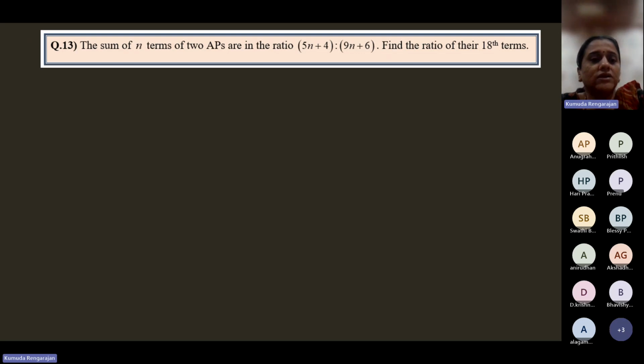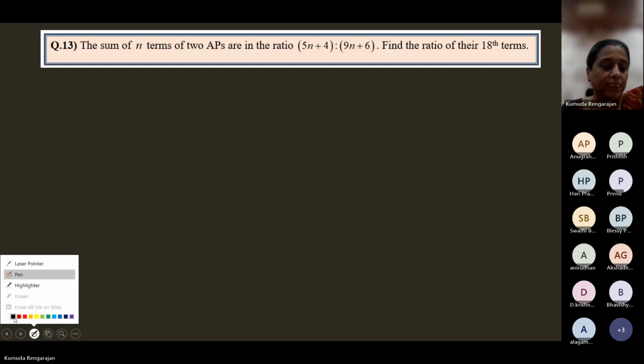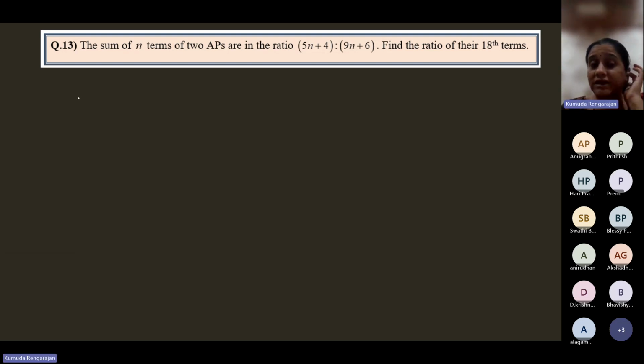So the next question: the sum of n terms of two APs are in the ratio 5n plus 4 is to 9n plus 6. Okay, the sum of n terms of two APs, so two different APs. But for both, we're finding the sum to n terms. Like for the first AP, if you're finding the sum to 50 terms, for the second AP also you're finding the sum to 50 terms. So n is 50 for both the APs. But since they're two different APs, they'll have different first terms and different common differences.